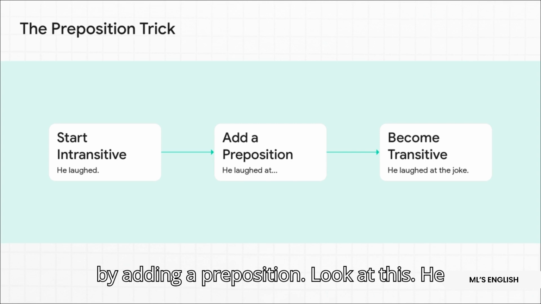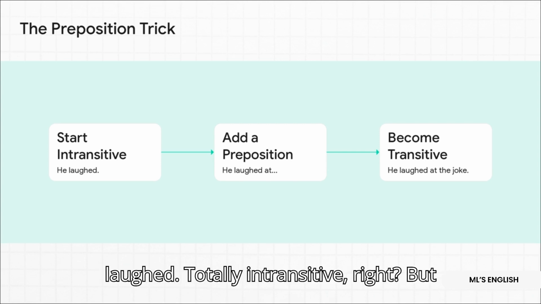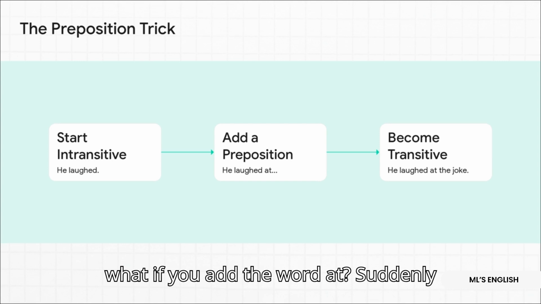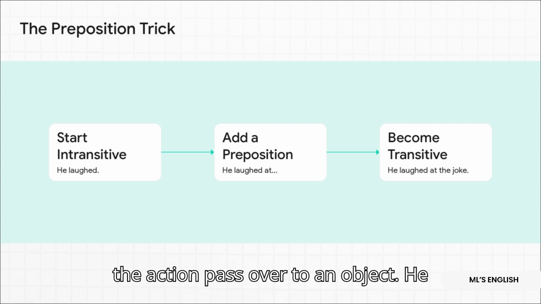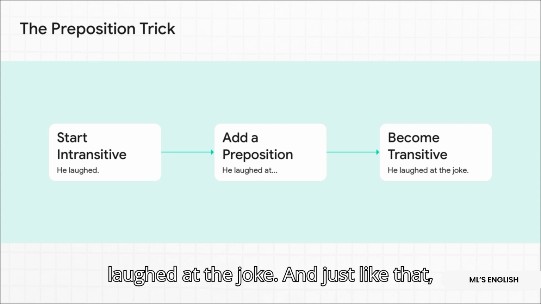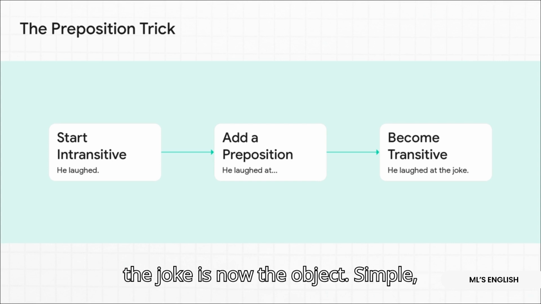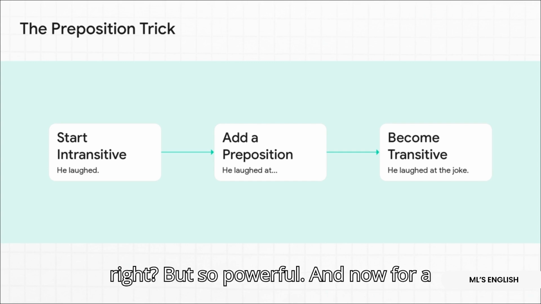Look at this. He laughed. Totally intransitive, right? But what if you add the word at? Suddenly, you've built this little bridge that lets the action pass over to an object. He laughed at the joke. And just like that, the joke is now the object. Simple, right? But so powerful.